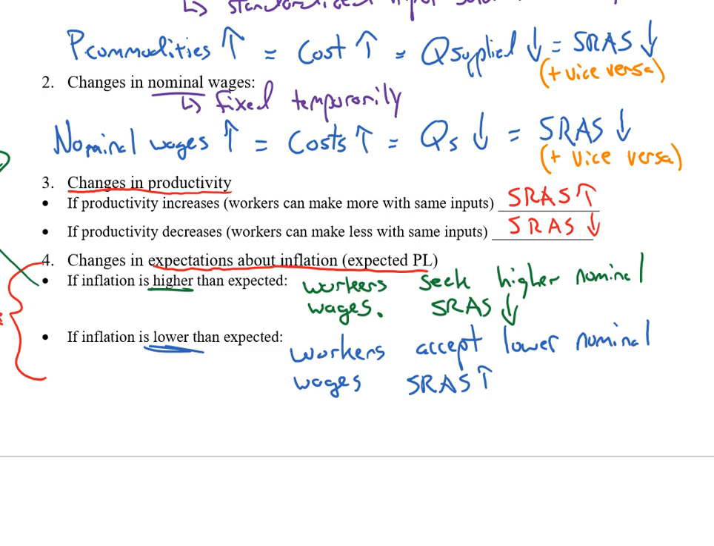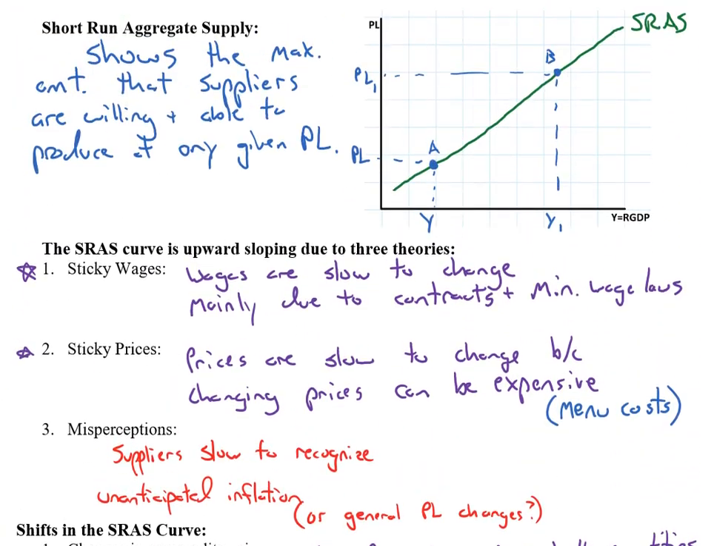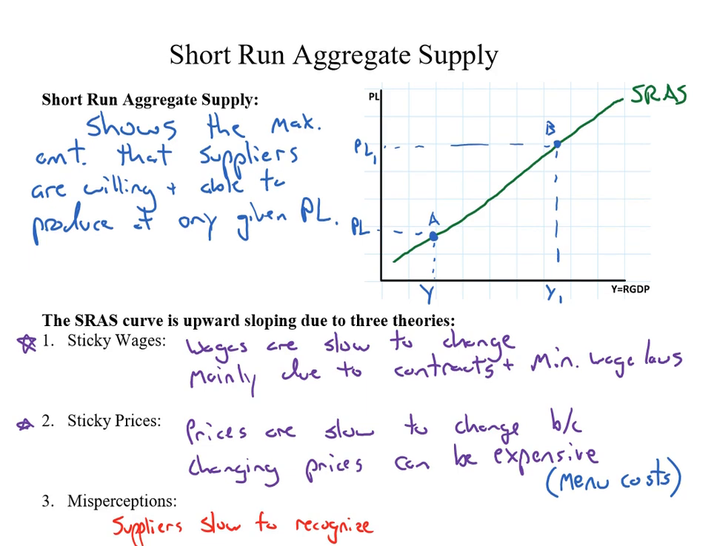But these are the determinants of short-run aggregate supply, as well as the reasons why short-run aggregate supply curve is upward sloping. And again, this will show us what can be made or what quantities will be made at each different price level.